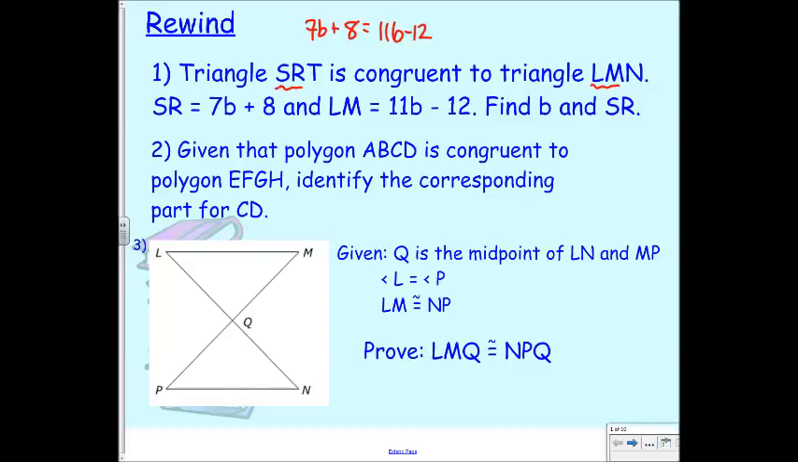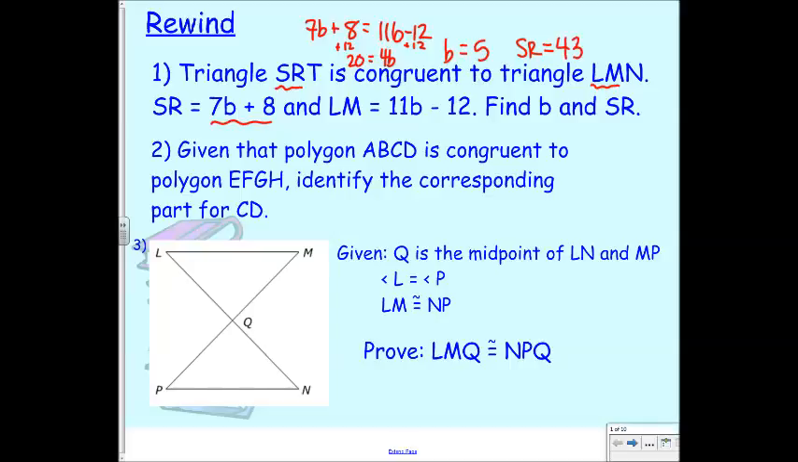And then to solve that, you would just isolate B. So I'm going to subtract 7B from this side and I end up with 4B. And then I'm going to add 12 to this side and I'm going to get 20. So then you know that B ends up being 5. And then to find SR, we just plug that in. So if I plug that into this over here, I get 7 times 5, which is 35, plus 8, which is 43. So SR is 43.